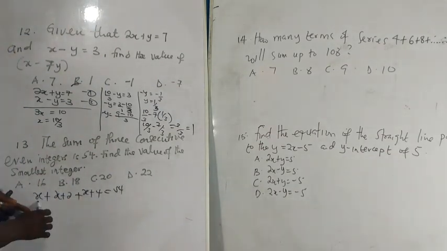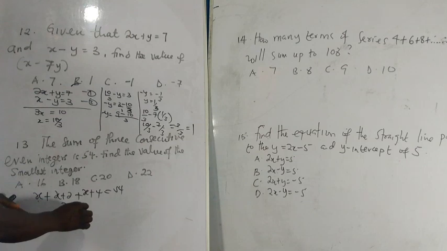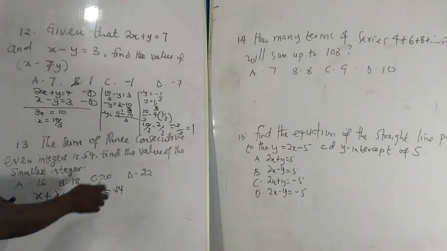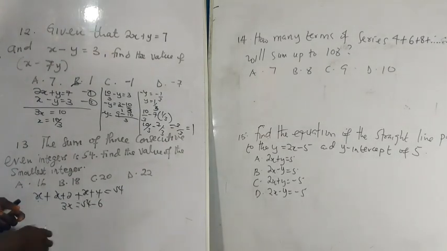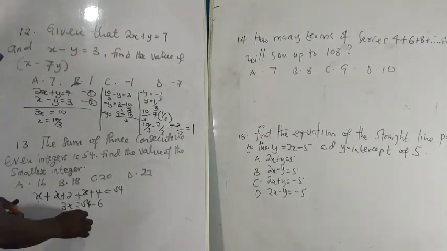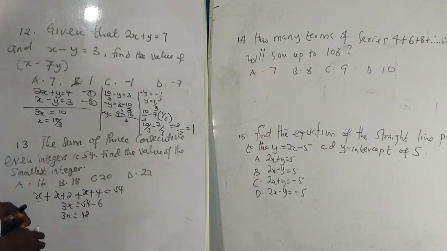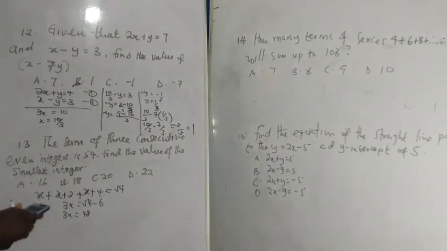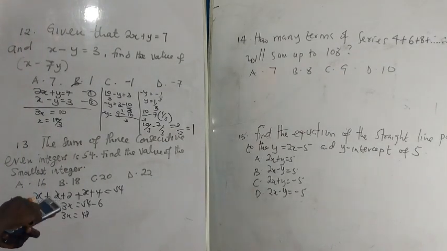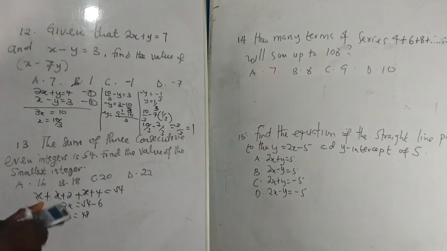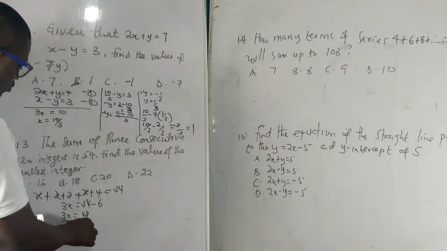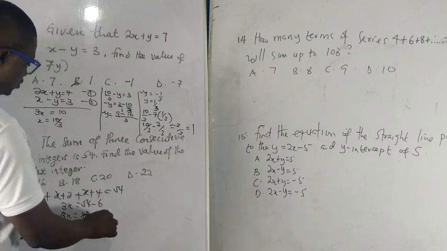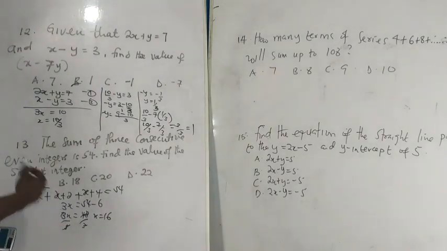So with this, we add the x's, 1, 2, 3, and get 3x, and then 2 plus 4 will give you 6. Let's send it to the other side. So 54 minus 6. So 3x is equal to 48. And then when you divide both sides, let's use the calculator. 48 divided by 3 is going to give you 16. So x is equal to 16. And our answer is A.